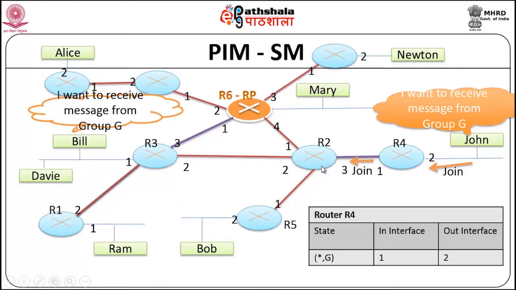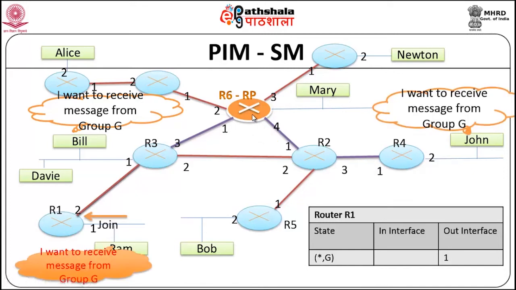Now R2 will again make a similar entry. At R2 an entry is made, star comma G, the out interface is 3 and the in interface is 1, and the join again is propagated towards the RP. So now at the RP we have got 2 joins, one from here and one from there. All this information is available at the RP.